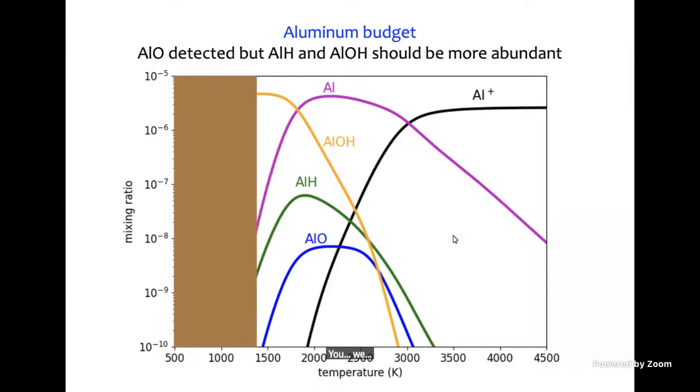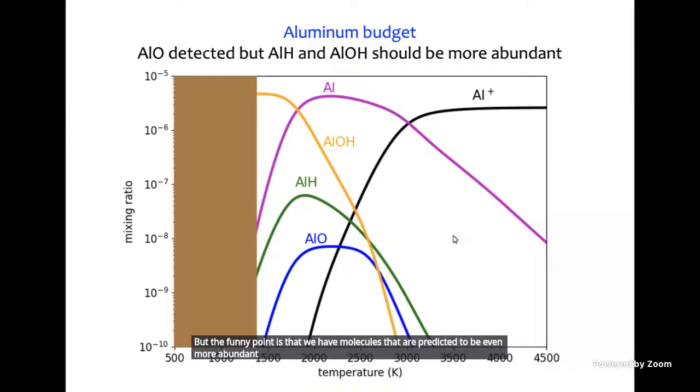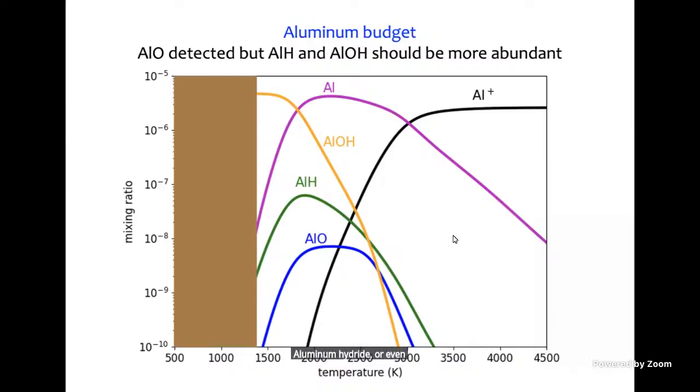we still have this transition between ionized aluminum and neutral atoms. And then at lower temperatures, we start to have some molecules. For example, we have here in blue aluminum monoxide, which has been detected in several hot Jupiter atmospheres. But the funny point is that we have molecules that are predicted to be even more abundant than aluminum monoxide. For example, aluminum hydride or even aluminum hydroxide are predicted to be much more abundant.